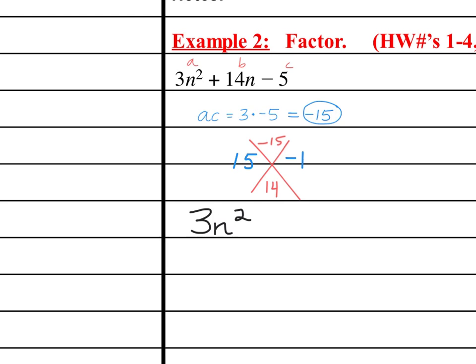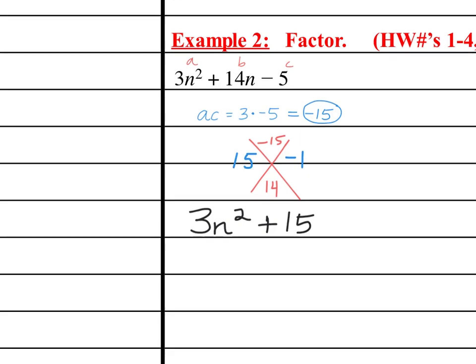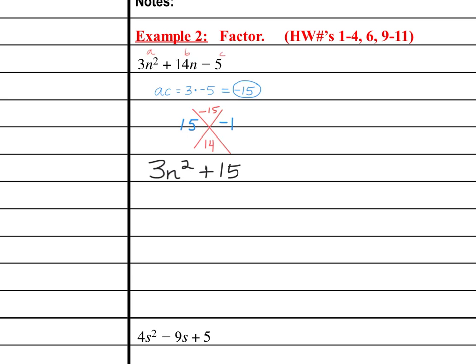Okay, which number makes more sense to put with 3n squared? 15 or negative 1? Which one has more in common? 15. We're going to end up factoring by grouping. You want to put the things that have most in common. So 15n should go with the 3n squared, because those have more in common together. And then we put negative 1n. The C term stays the same. All I have done is split up this B term, 14n, into two pieces here, which add up to be the same thing.